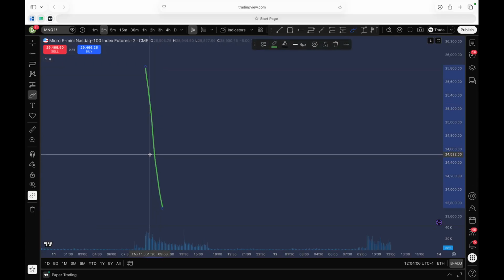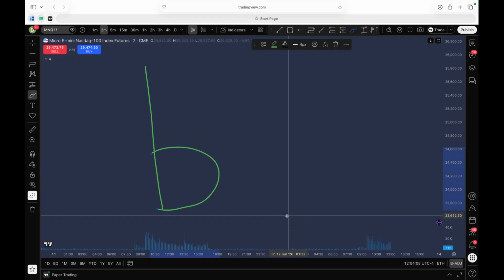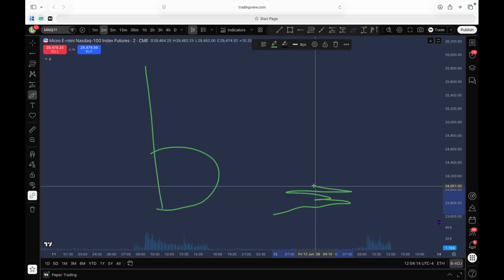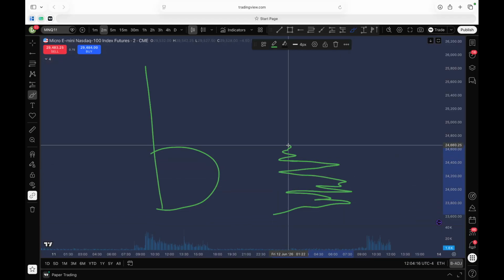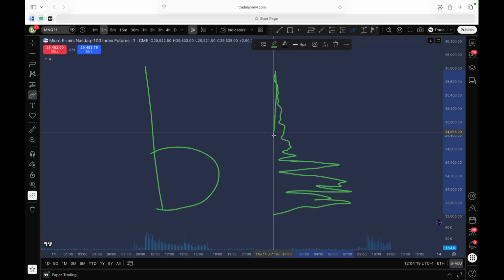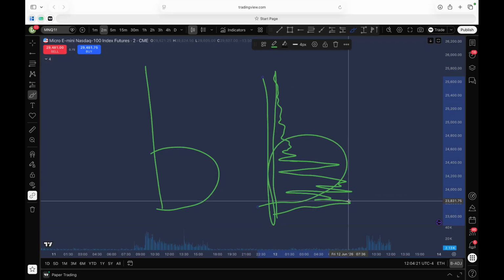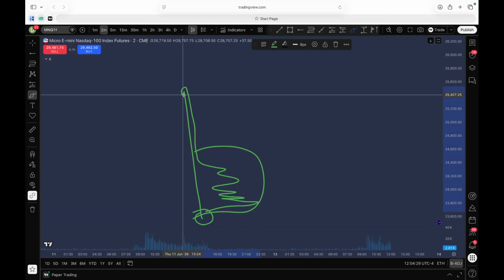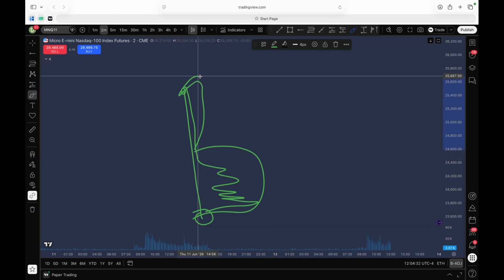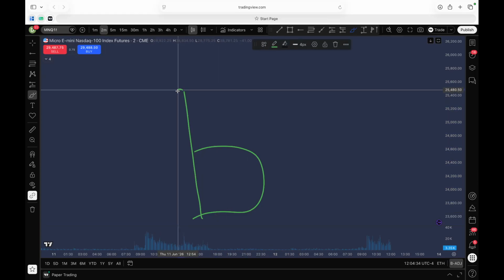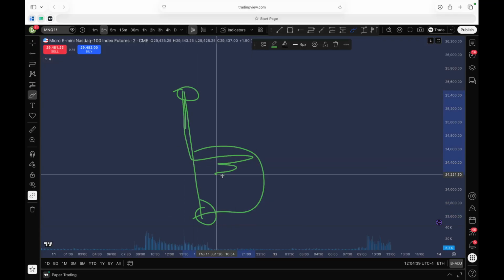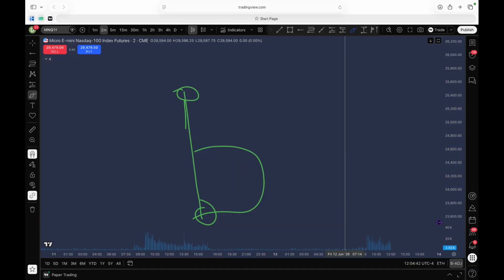The other one is the B shape. So it's kind of the same concept where you have a lot of volume down here, and then the volume kind of tapers off. So again, it looks like a B. Same concept: if price starts here and then ends up here, that means that price is looking for new value. If price starts here and ends here, that means price is looking for new value and found the new value.